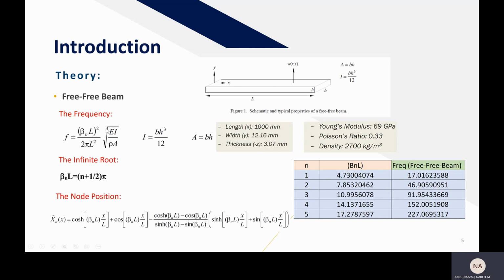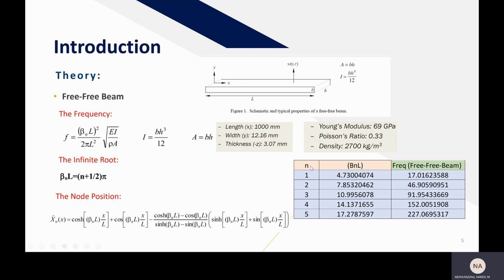For the frequency, we'll use this equation. And for the infinite root, which is βn times L, we use this equation for the free beam. And for the node position, we'll use this long equation. Now, if you use this equation to find the value of βn L, you will end up with these values for the infinite root.